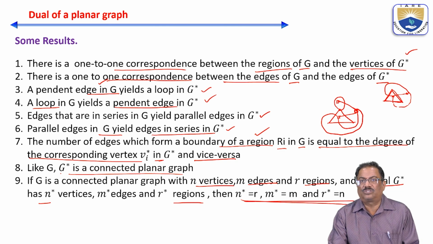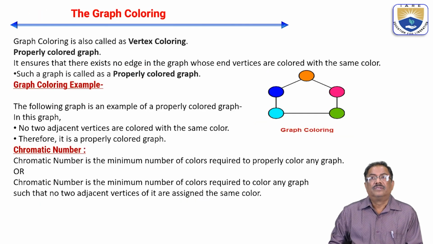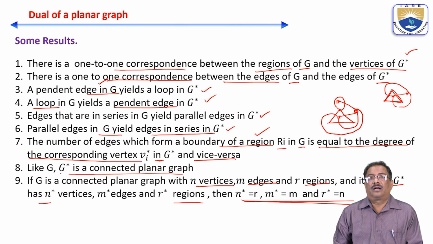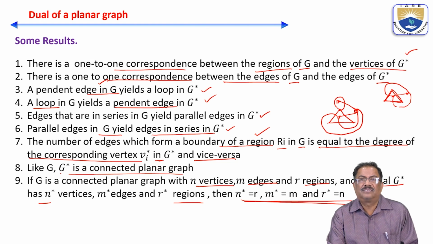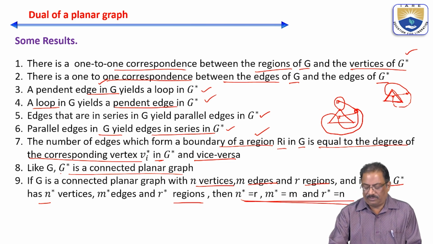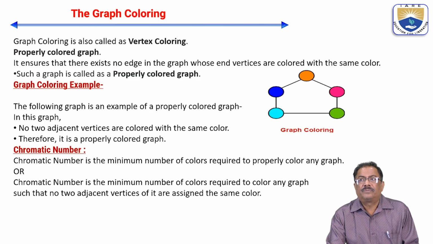Then we are going to consider these relationships. The number of vertices in the dual is equal to the number of regions in the original graph. The number of edges in the dual is equal to the number of edges in the original planar graph, and the number of regions in the dual is equal to the number of vertices in the original graph. So this is the concept, some of the important results which we come across while constructing a dual of a planar graph. Now, the next concept is graph coloring.